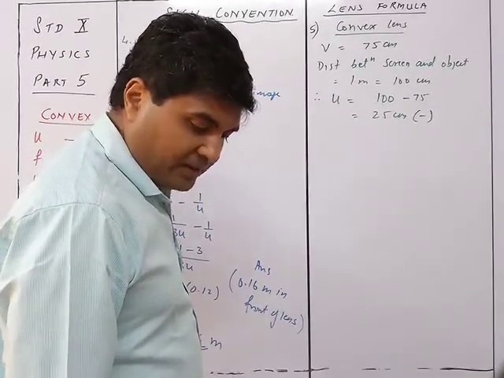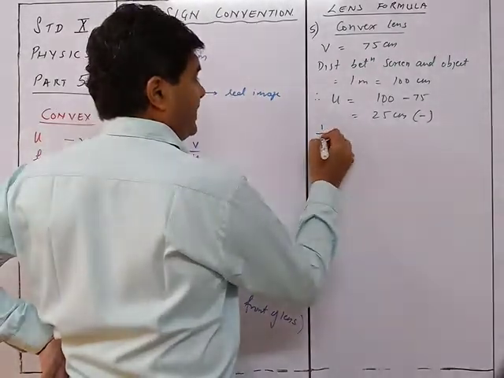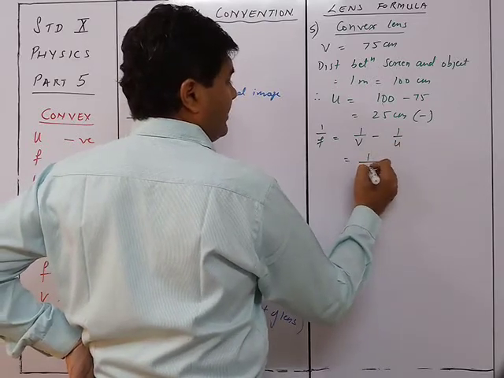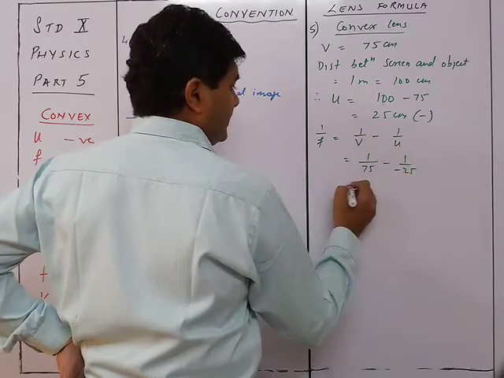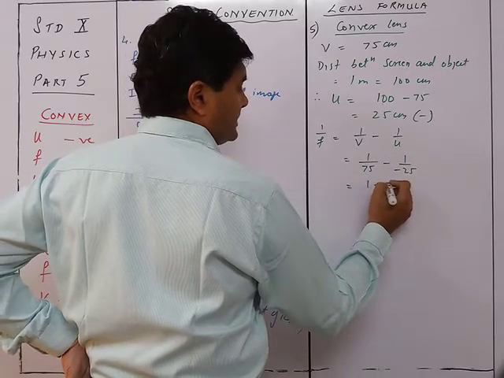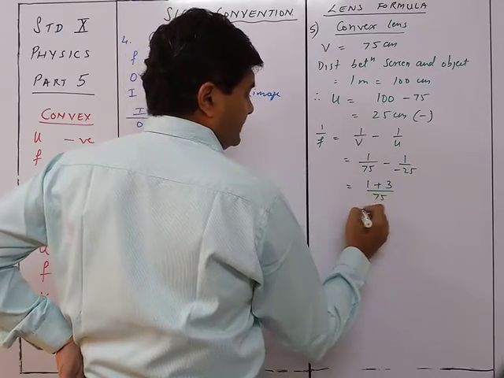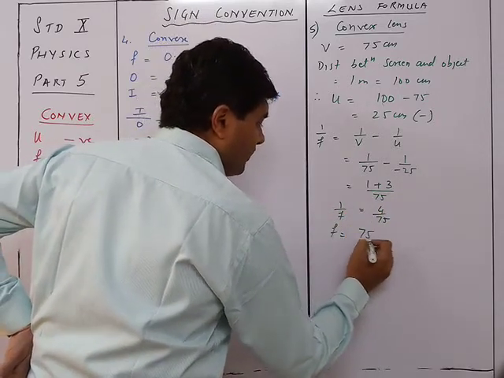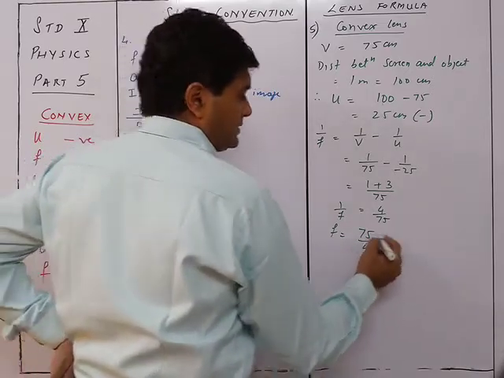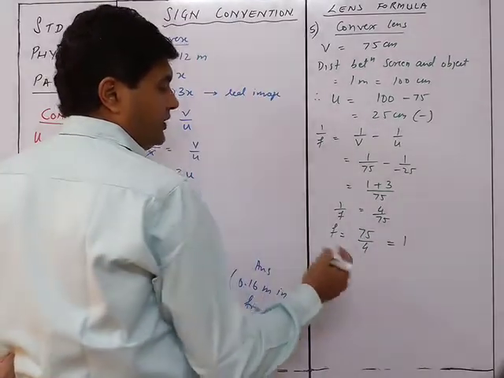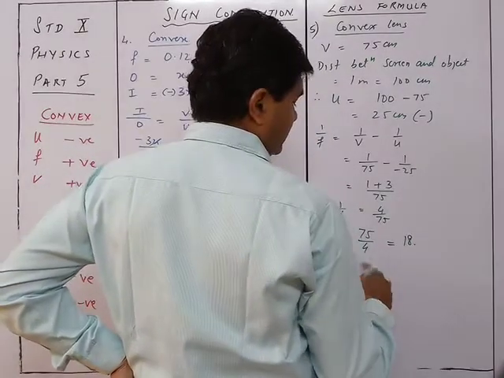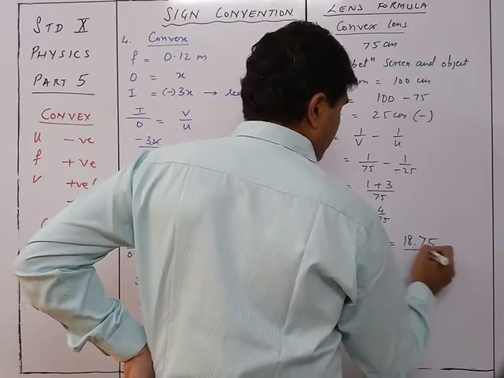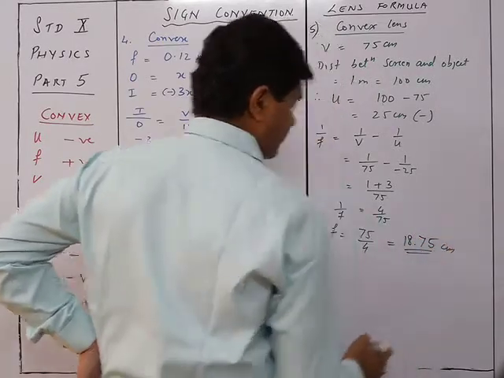You need to find out the focal length and the magnification. So first, 1 upon f is equal to 1 upon v minus 1 upon u. It's 1 upon 75 minus 1 upon minus 25. That's 1 plus 3 upon 75, that's 4 upon 75 is 1 upon f. So f is equal to 75 upon 4, which is 18.75 centimeters. That is the focal length.